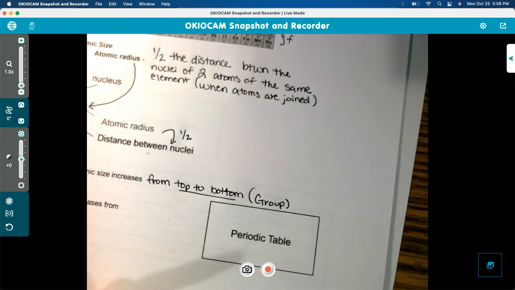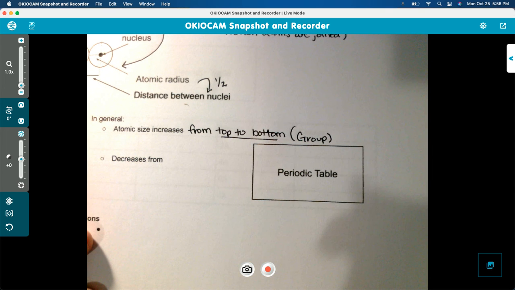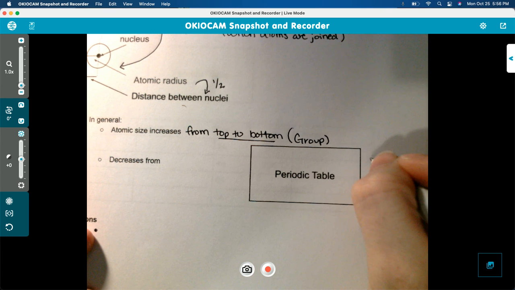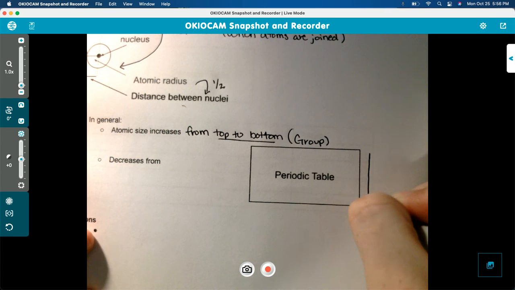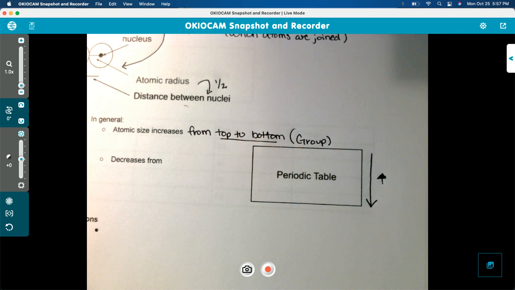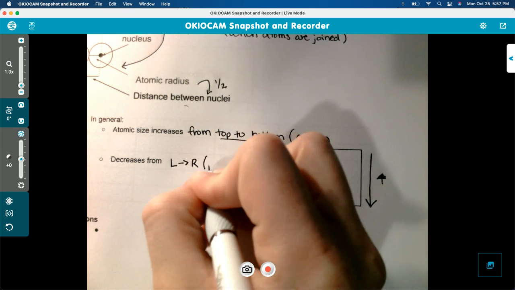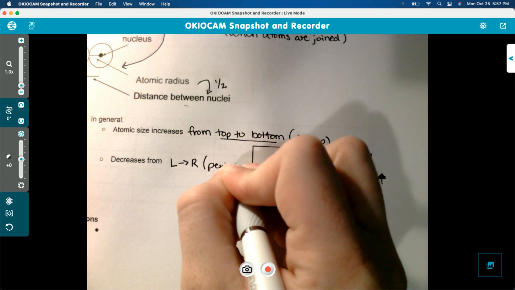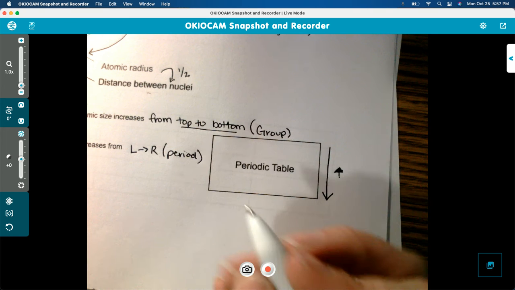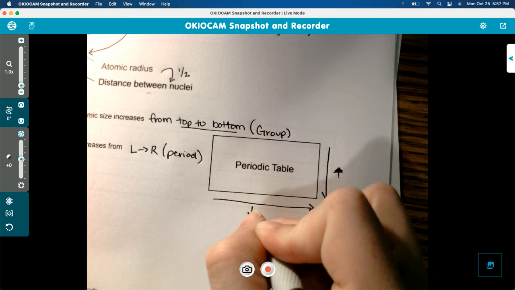All right, so atomic size is going to increase from top to bottom of a group. So from top down, we're going to actually see atomic size increasing. It decreases from left to right, or across the period. So across the period, we'll actually see atomic size decreasing.